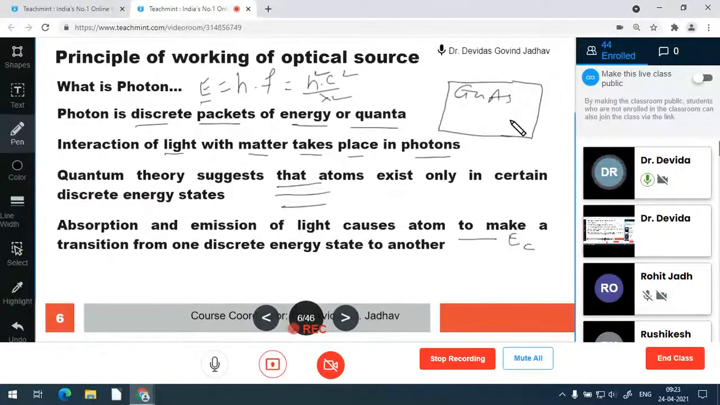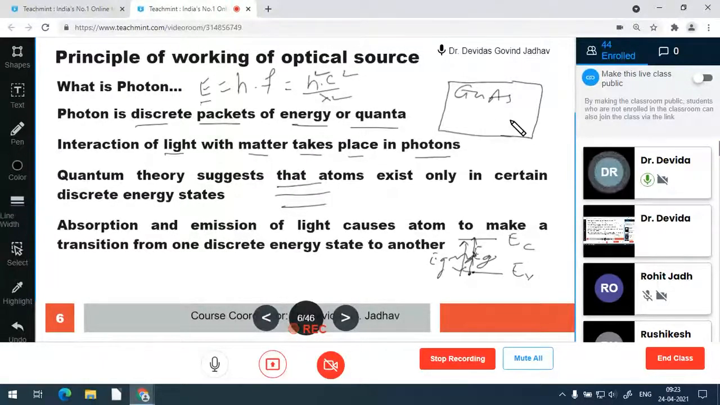So this is the conduction state energy EC, and this is the valence state energy EV, and this is the band gap energy, EG. When the electron is in the orbit, it is at EV. When the electron has to jump from the valence state to the conduction state, it has to absorb energy equal to Eg.